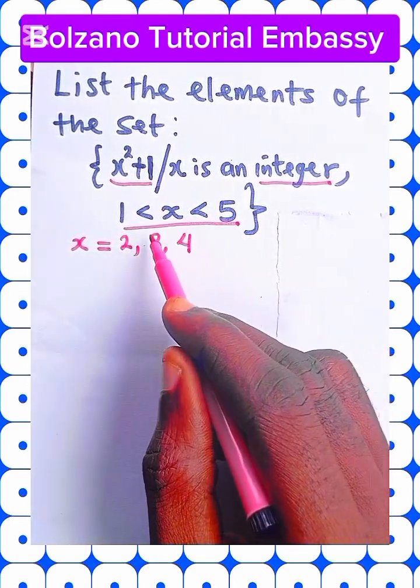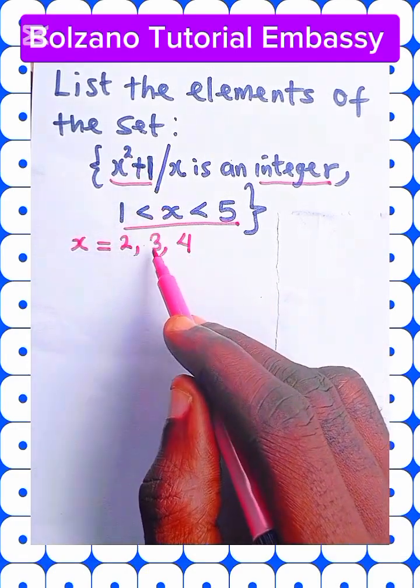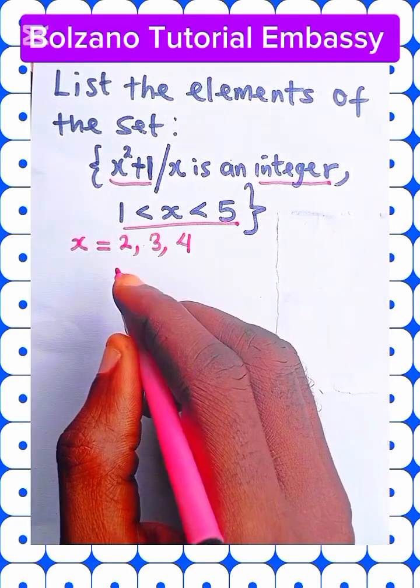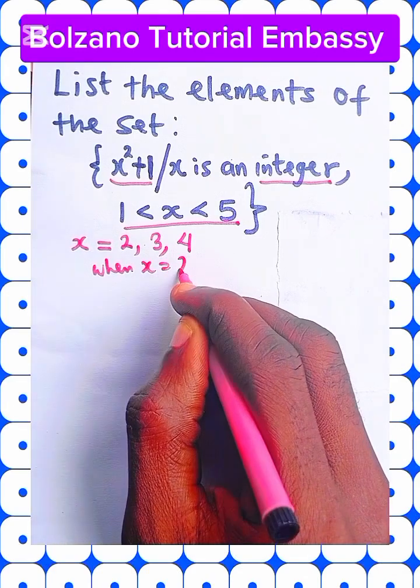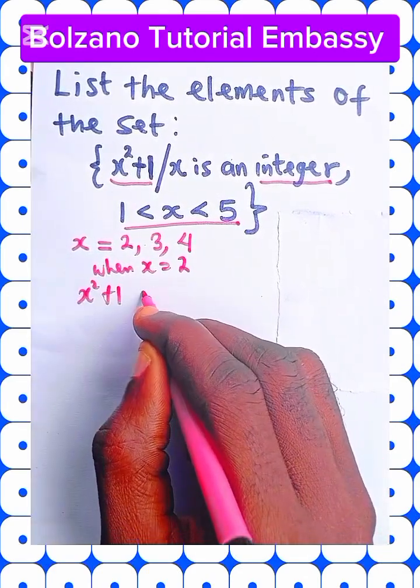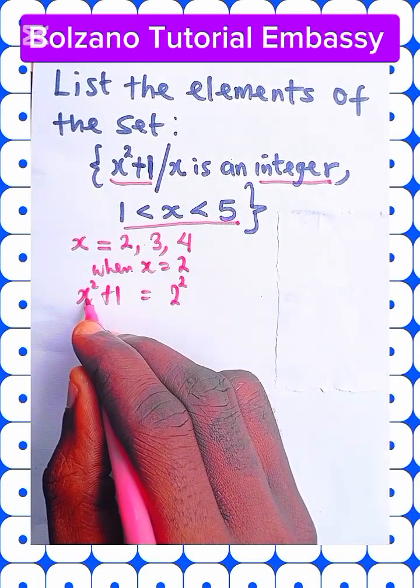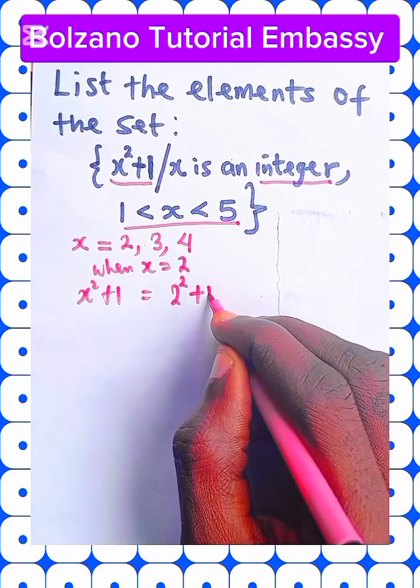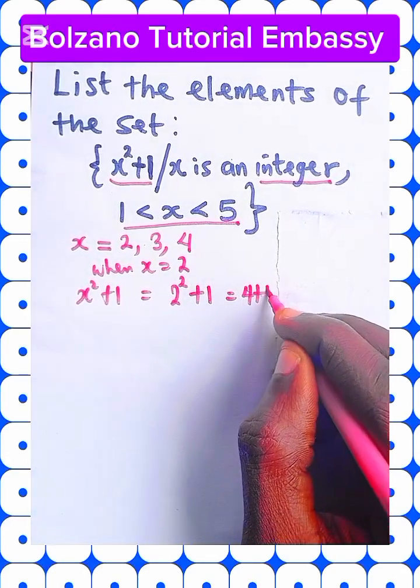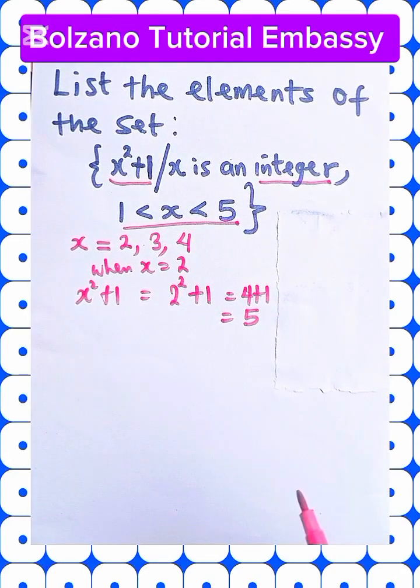So we're not going to use these values in evaluating this expression, but these are integers that will be defined on this interval. So when x is equal to 2, our x squared plus 1 will be 2 to the power 2. We substitute the value of x for 2 here, then plus 1, and that will give us 4 plus 1, which is equal to 5. That's the first value.